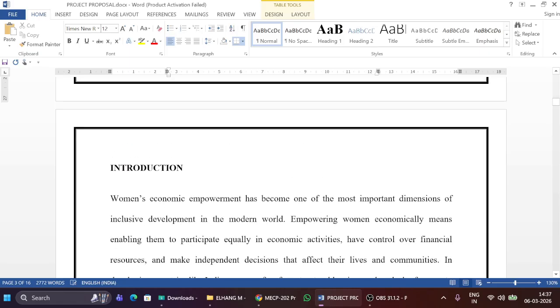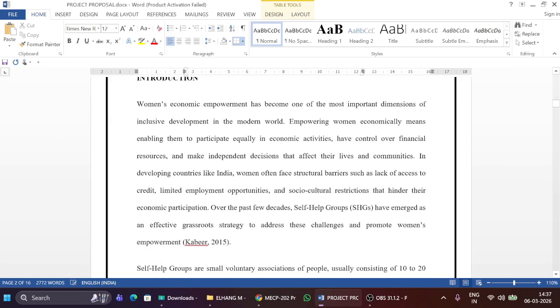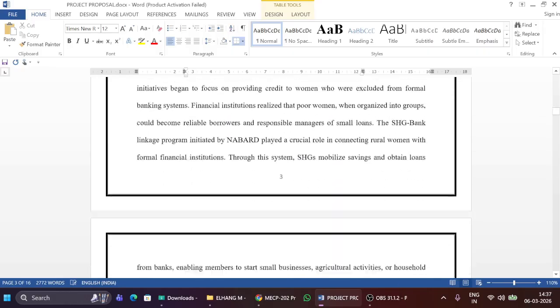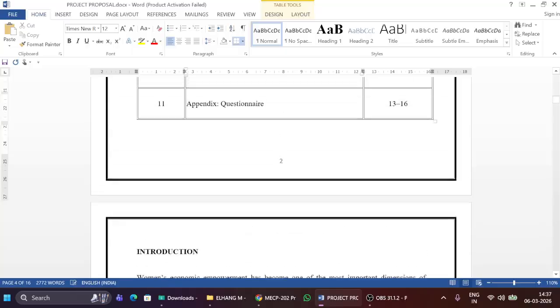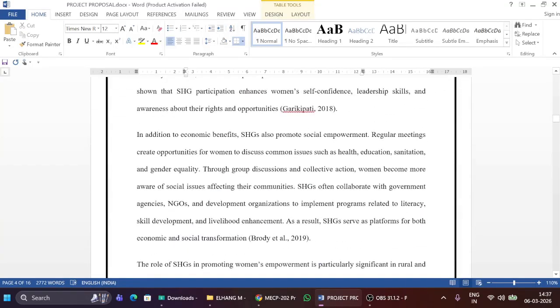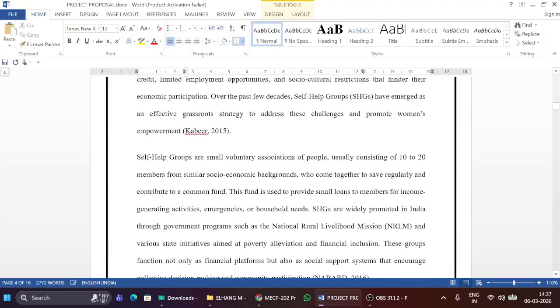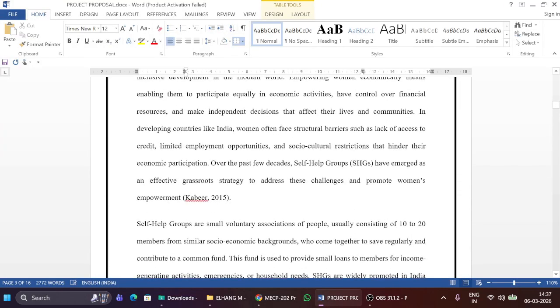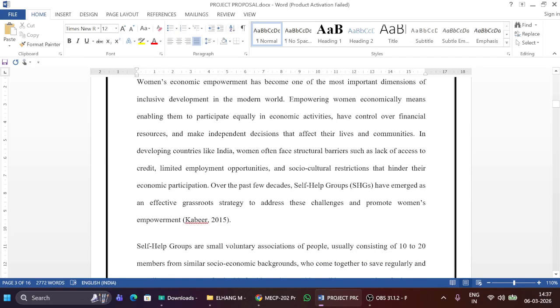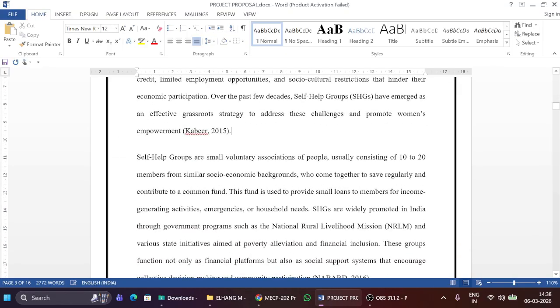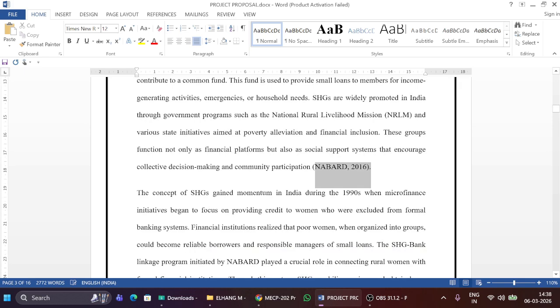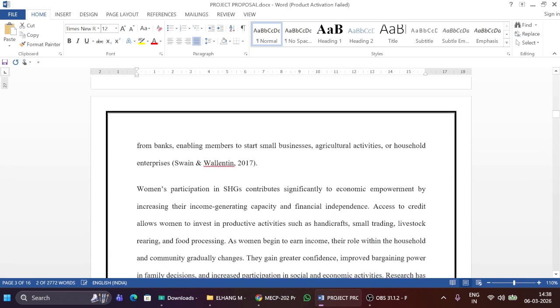Okay, so see here, he has written the introduction. The introduction has to be around 2-3 pages in your project proposal. Okay, like this, and don't forget to provide proper citation. Citation has to be there. You cannot directly write the content in your project proposal. The citations must be there in all the paragraphs.